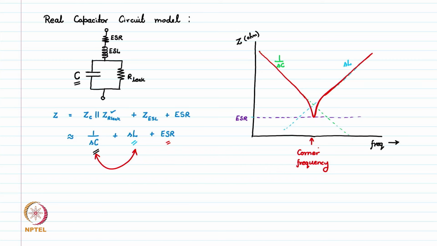So here we see this is the corner frequency at which this change is going to happen, where 1 over SC is going to resonate out the SL, and the actual resistance will be only ESR. So this is happening at omega equal to omega naught, which is the corner frequency, and this corner frequency is given by, we can do some math and calculate, 1 over under root LC. So this is how an actual capacitor is going to look like when we plot the impedance with respect to frequency.